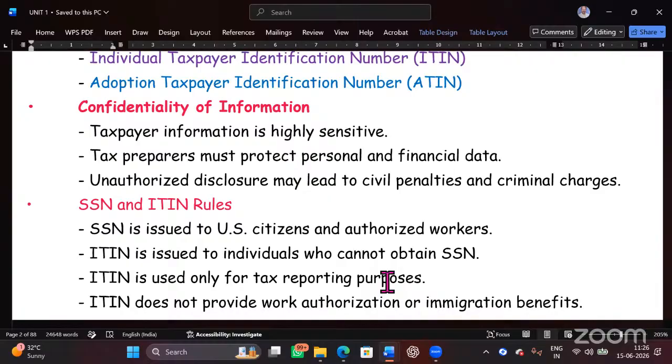ఎక్కడైనా వాడి వల్ల డేటా లీక్ అయితే what will happen, that matter will be covered in paper number 3. All professional procedures, penalties, everything will be covered in paper number 3. అక్కడ చూద్దామండి. ఇక్కడ ఓన్లీ సివిల్ అండ్ క్రిమినల్ పెనాల్టీ అని 1 wordతో క్లోజ్ చేస్తాం. Confidentiality of the information. Taxpayer information is highly sensitive. Tax preparer must protect personal and financial data. Unauthorized disclosure made by the preparer is subject to civil and criminal penalties.